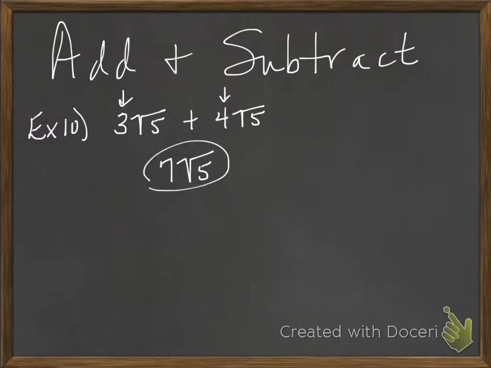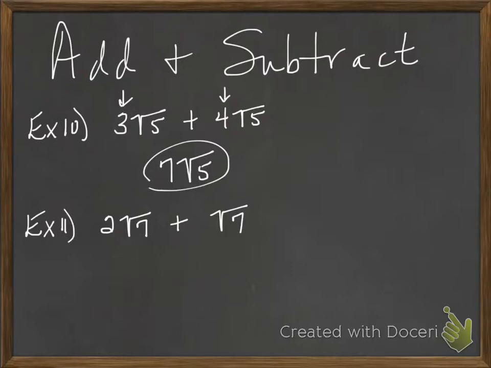Alright, example 11. We're adding and subtracting square roots. So if we have 2 square root of 7 plus the square root of 7, again, we can't add these two terms unless we have the same number under the square root. Y'all both see square roots of 7s? So those are like terms.